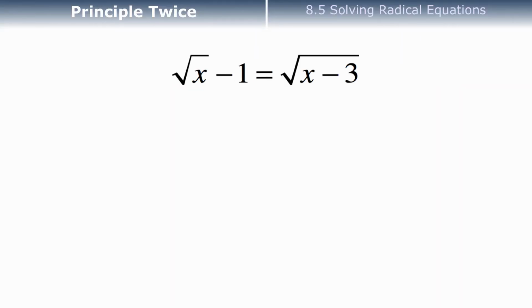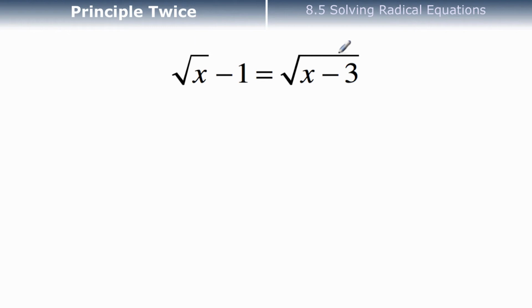Okay, here's one where we do the principle twice. I'm going to show you how to do it, but in Math 75, we typically don't do these a whole lot. I wait typically for Math 85 to do these ones. But I'll show you how to do it.